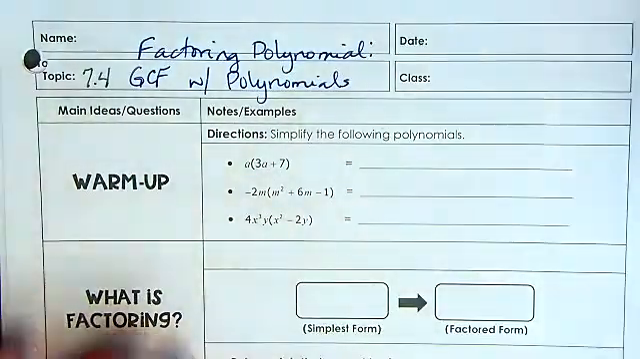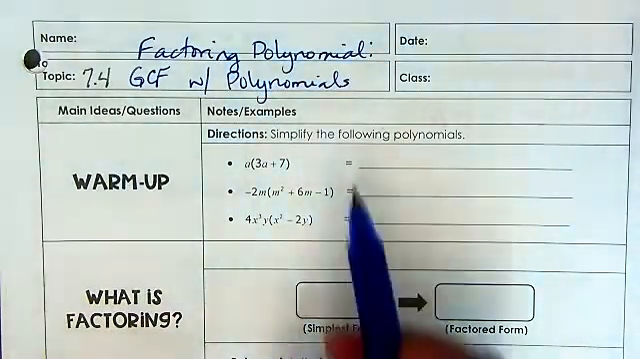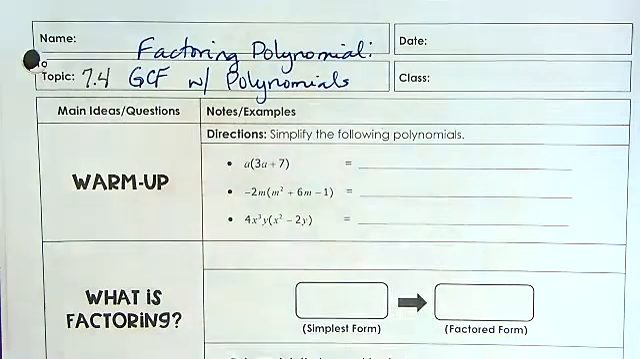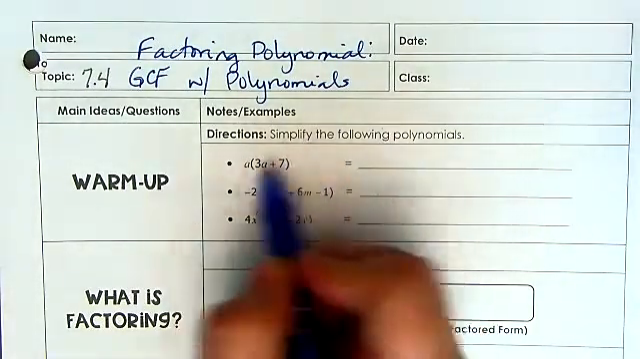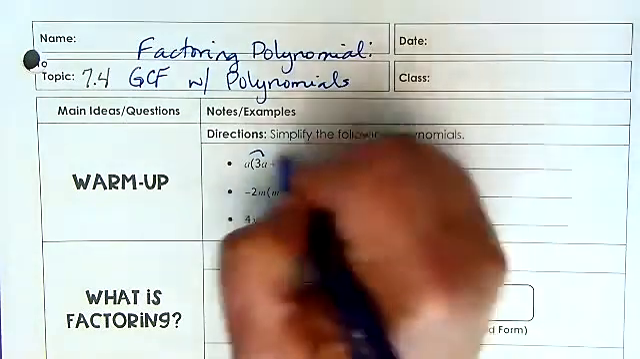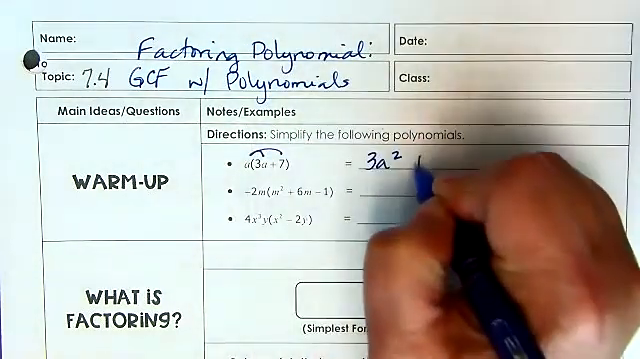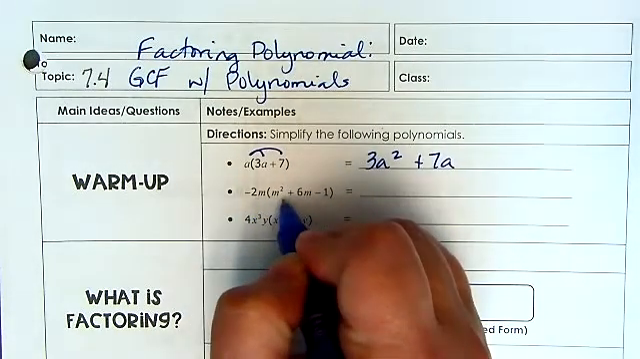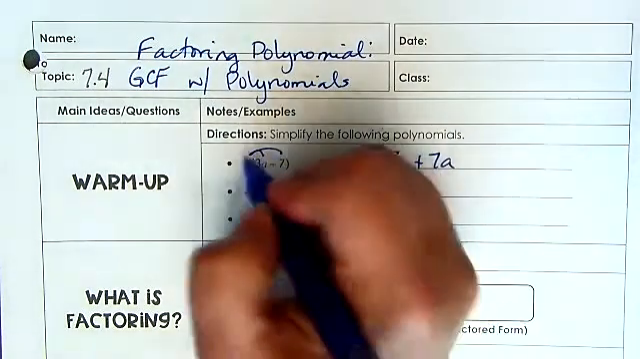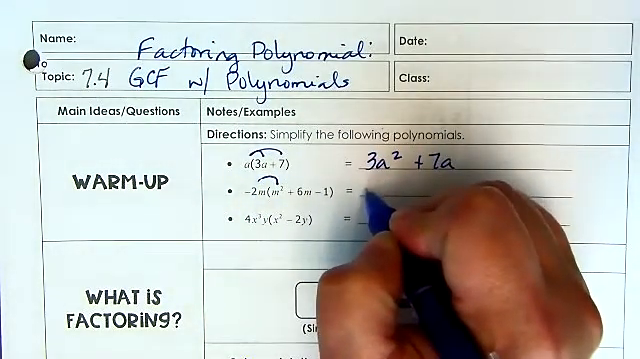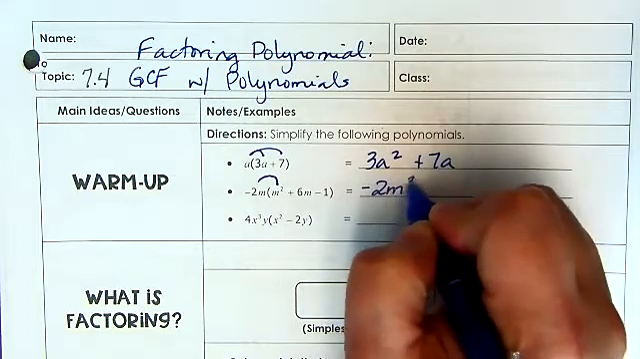Okay, so to practice this, right now what this looks like is the GCF times everything else. So we are now going to simplify, which means I'm going to multiply. So I'm going to do a times 3a, which gives me 3a squared. Then I'm going to do a times 7, which gives me 7a. And then again, I'm taking the GCF and multiplying it times everything else. So I'm going to do 2m times m squared. I'm sorry, negative 2m. So I'm going to have negative 2m cubed.